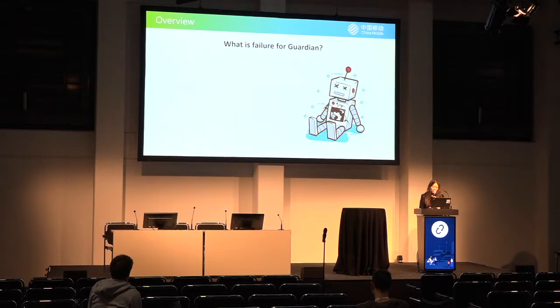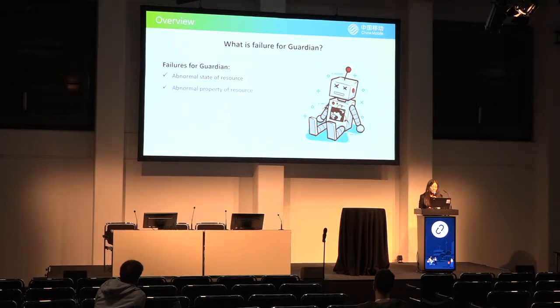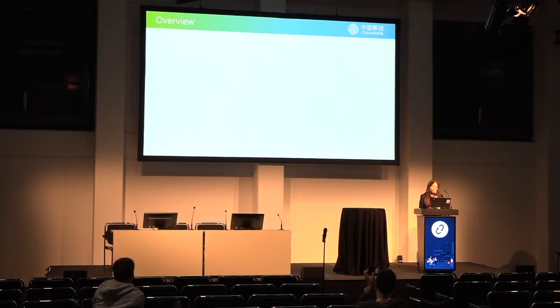And what are the failures for Guardian? Failures means the problems and issues of resources in IaaS. It contains the abnormal state of a resource, abnormal properties of a resource, and abnormal related factors, which may cause resource failures.